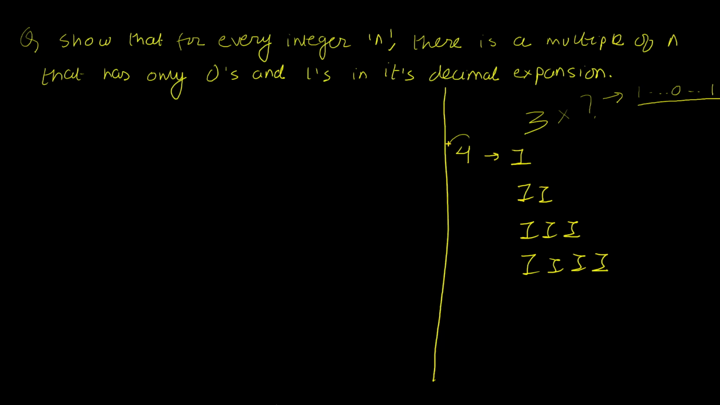Okay, and I choose 4 numbers because my number here is 3. If I need to prove this fact about a 7, I'll be choosing 8 different numbers. The first number will just be a 1, the second number will be 11, then 111, 4 ones, 5 ones, 6 ones, and as many as I need. And the reason we want to choose one more than my number 3 here is because I want to apply the pigeonhole principle.